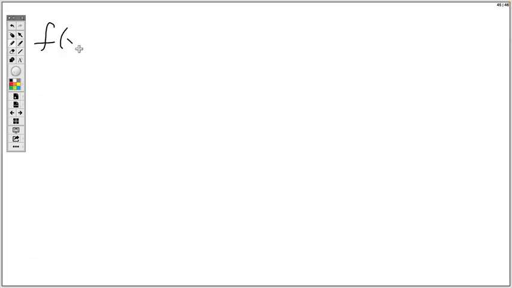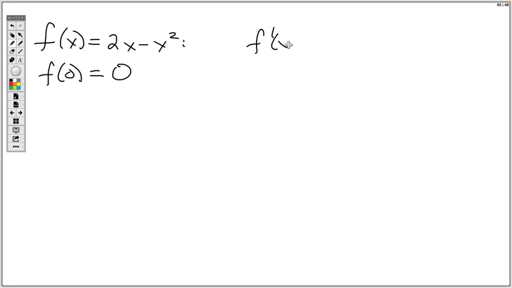So f of x is 2x minus x squared. So f of 0 means everywhere I see an x, I'm going to plug in a what? What do I get out of that? 0. Now I need f prime of x. What's the derivative of 2x minus x squared? Well, what's the derivative of 2x? 2. Minus what's the derivative of x squared? 2x. So what's f prime of 0? 2.